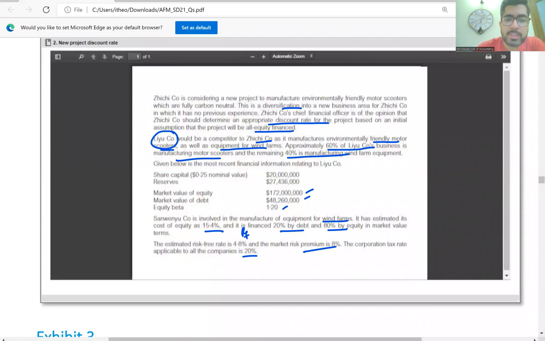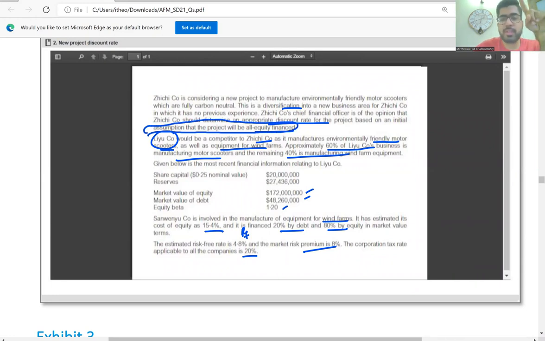Okay, ZHICHI is considering a new project to manufacture environmentally friendly motor scooters. There is a diversification into a new area with no experience. ZHICHI's CFO is of the opinion that ZHICHI should determine an appropriate discount rate for the project based on an initial assumption that the project will be all equity financed.